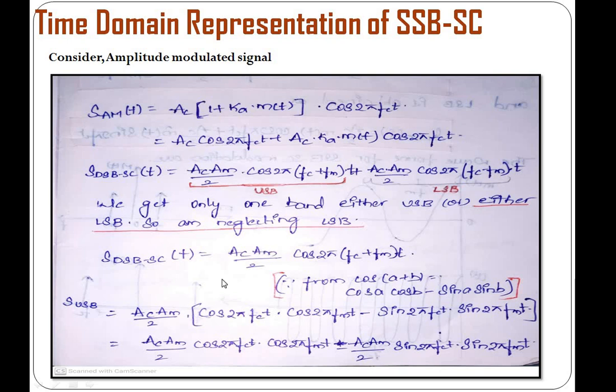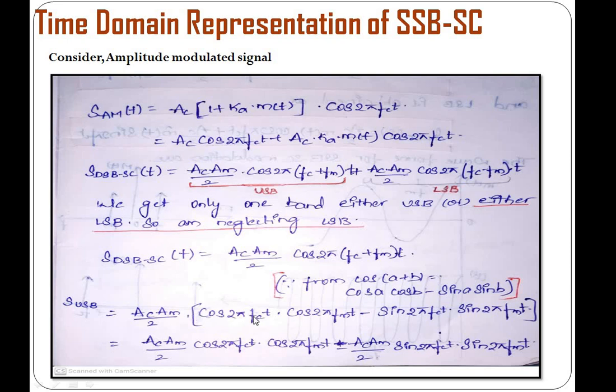What I will get, the common terms are the amplitude of your carrier and the amplitude of your message signal. I will take them as common. Then I will get cos 2πfct. Here A is nothing but your fc and B is your fm. These two are the variables. I am multiplying this with cos 2πfct also.